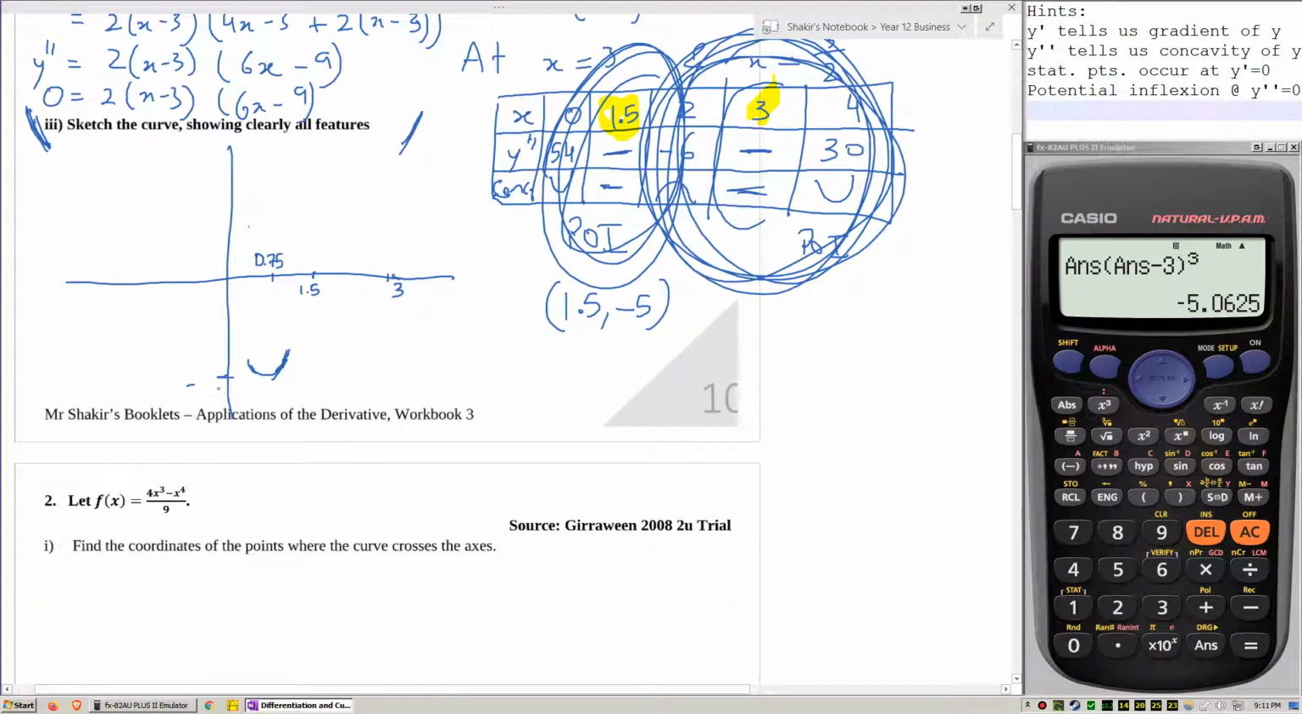Right, -8.5 was the turning point, and at -5, it's going to be going up, and then it's going to change. So it's going to be like concave down now. So over here, point of inflection. It just says showing clearly all features. So point of inflection over there, turning point there.